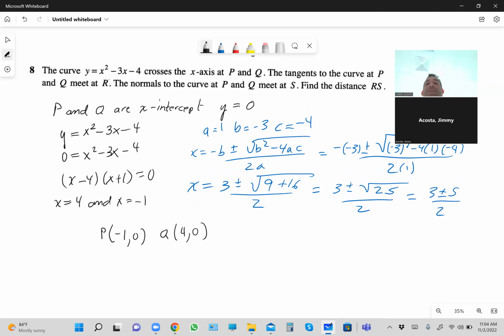All right, the tangents to the curve at P and Q meet at R. So now we have to imagine the situation. We have a quadratic. We have 2 points, namely their x-intercepts, named P and Q. We have tangents to them. These tangents will meet at a point called R. Do you see what's happening there? So I think I want to sketch this for you.